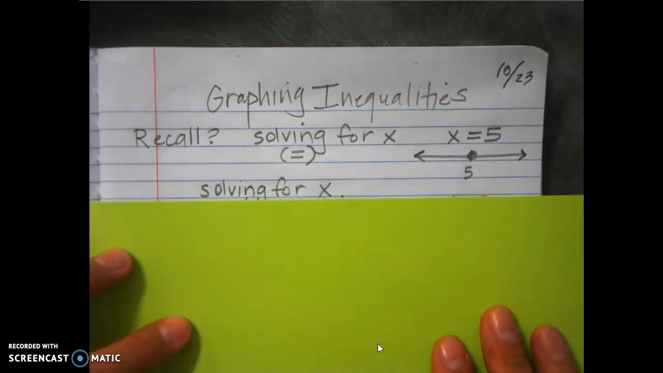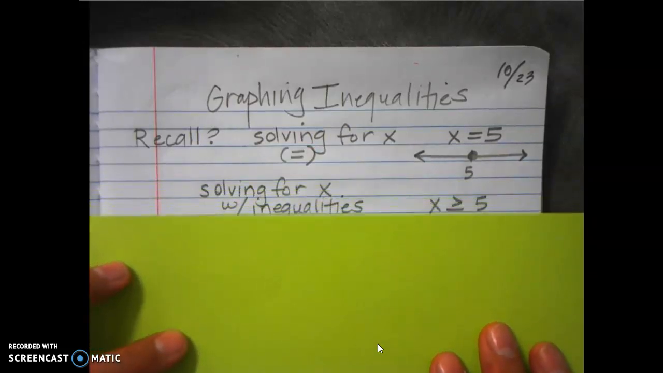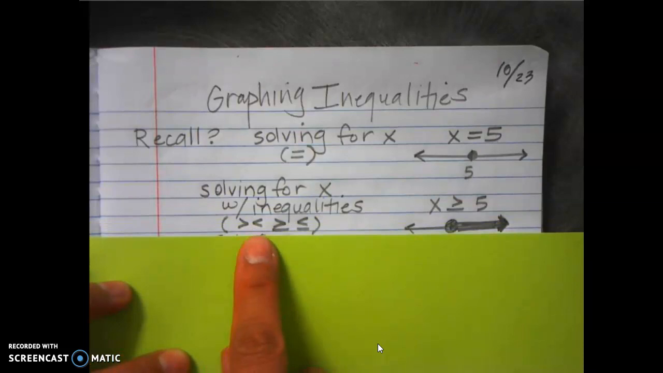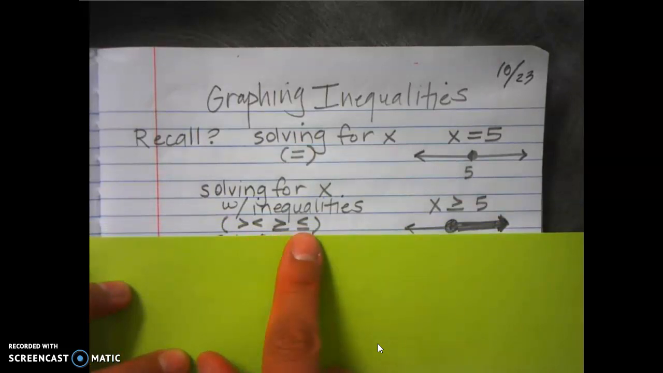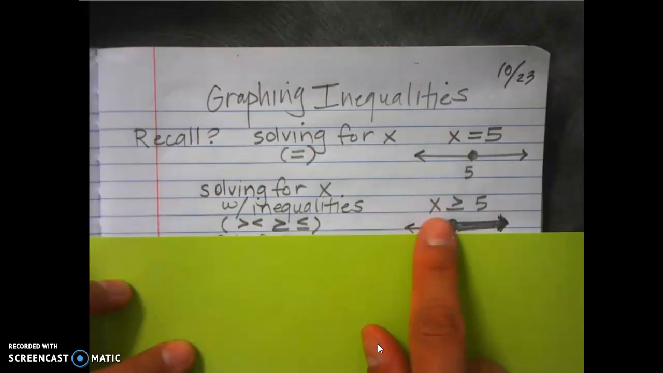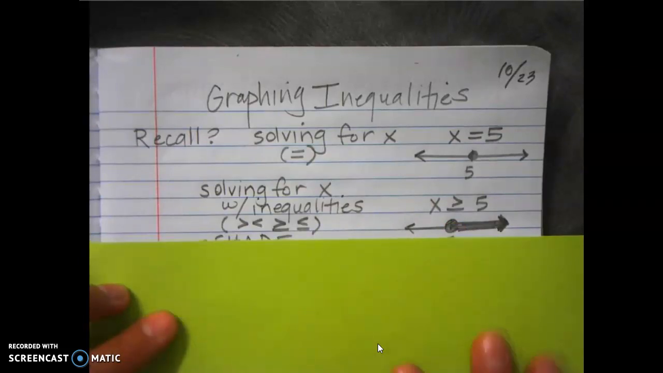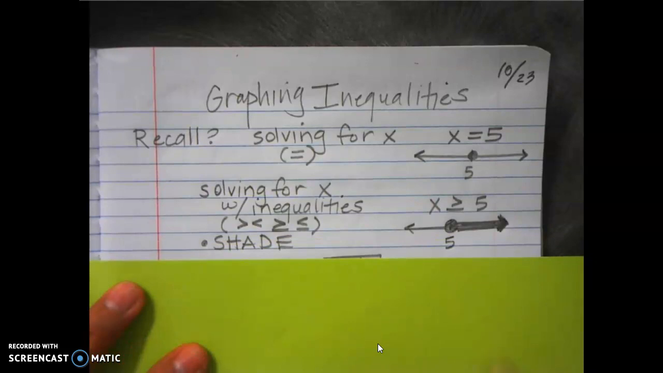The next thing we worked on was solving for x. Now we added inequality symbols, right? Remember, those were the symbols that were greater than, less than, greater than or equal to, less than or equal to. Remember, our answers involve the inequality symbol, right? And then on the number line this time, our circles were either open or closed, and then the shading depended on the direction that my inequality symbol was facing.